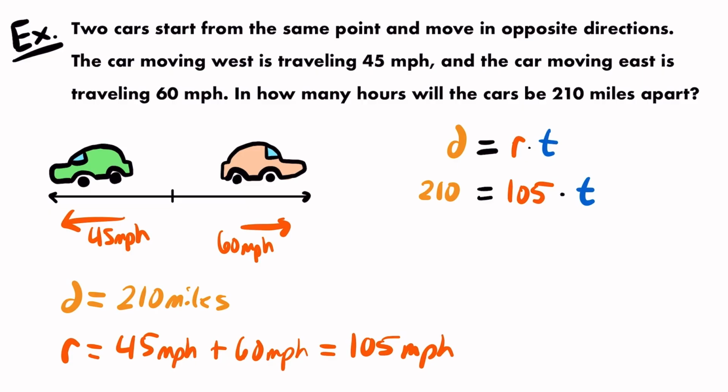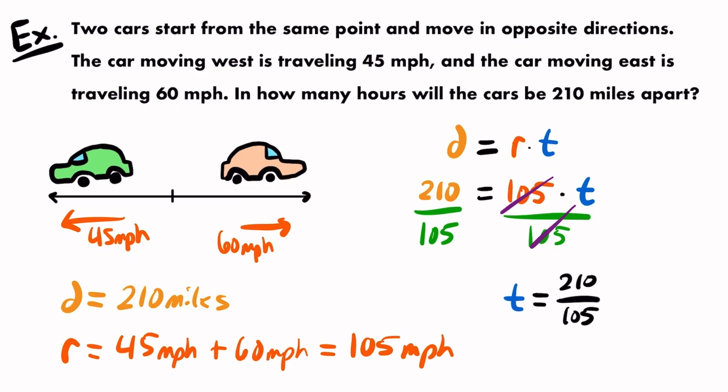Okay, and so now we're almost done. In order to solve for t here, we just need to divide both sides of the equation by that coefficient, or that constant being multiplied by t. So if we divide both sides of the equation by 105, these 105s will cancel out, just leaving you with t, because anything divided by itself is 1. And so we'll get that t is equal to 210 divided by 105, right? That's what we have here. t is equal to 210 divided by 105.